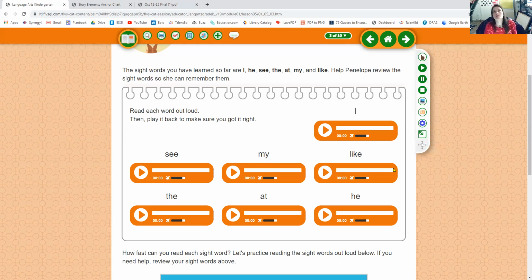Next word. Oh, this is one of my favorites because I like so many different things. I gave you a clue. Did you hear my clue? What's this word? What is it? Like. Read it to me. Like. What is it? Like.